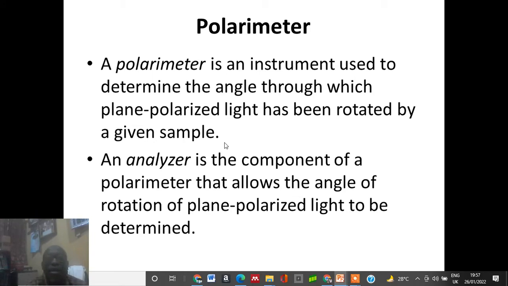A polarimeter, again, is an instrument used to determine the angle through which plane polarized light has been rotated by a given sample. An analyzer is the component of the polarimeter that allows the angle of rotation of plane polarized light to be determined.